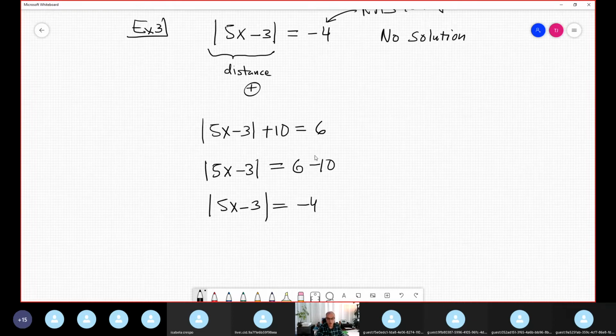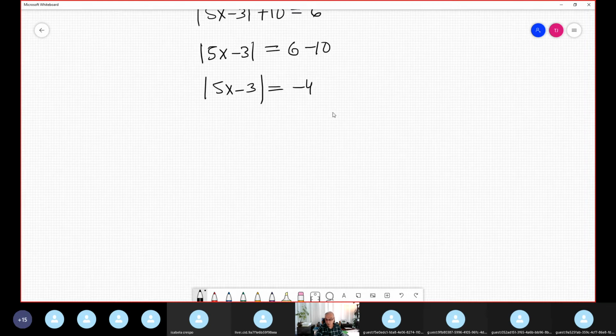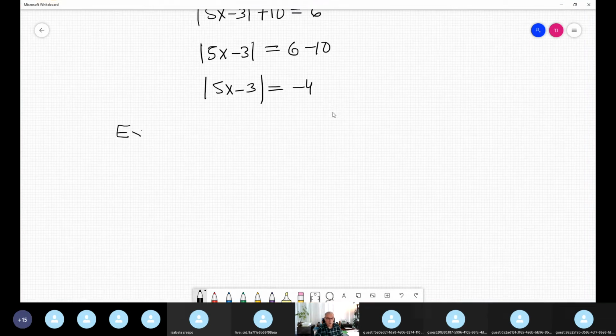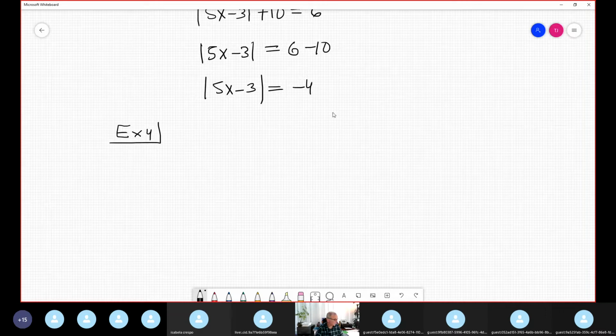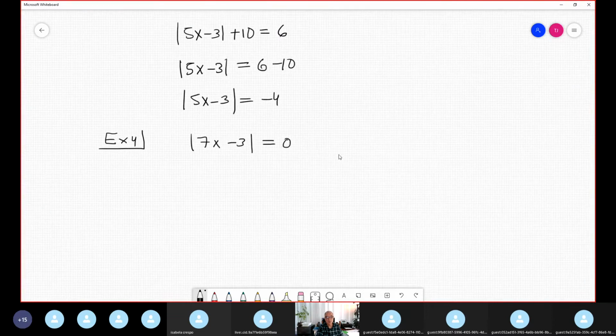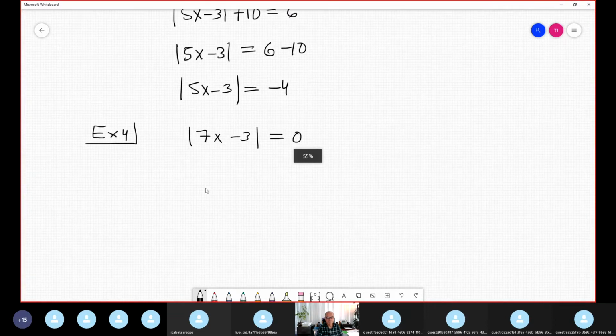Suppose this. Example 4, sorry. Example 4. Equation: suppose the absolute value of 7x minus 3 equals 0. Another case, equals 0. Remember, this is distance. Again, this is distance.